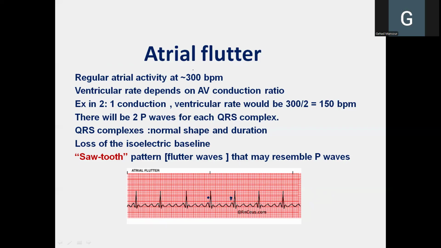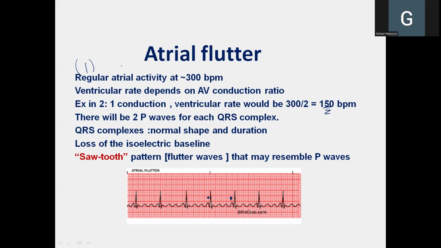Most probably you will find that it is around 300, but you can accurately calculate the QRS, the distance between two successive QRS complexes, and the rate is around 150 beats per minute. And you mention the block that has occurred. In such a case, the block is a 2-to-1 block.